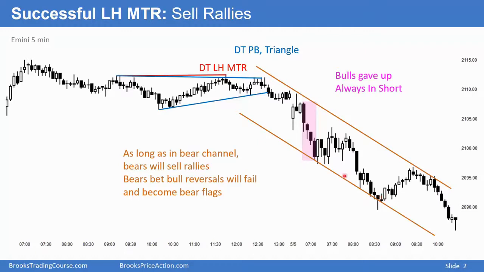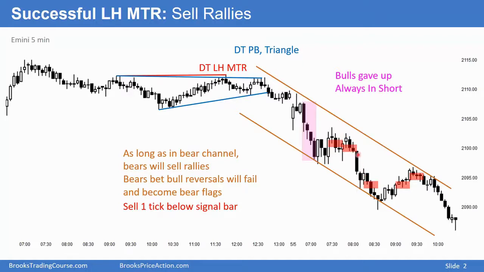Bears will sell rallies. Every time the bulls try to do something strong, the bears will sell, betting that the reversals will fail. They'll sell, they'll sell, they'll sell. Double top bear flag, low 2 short, low 1, low 2. Small double top bear flag here. They'll sell below that bull bar, or better, below that bear bar.